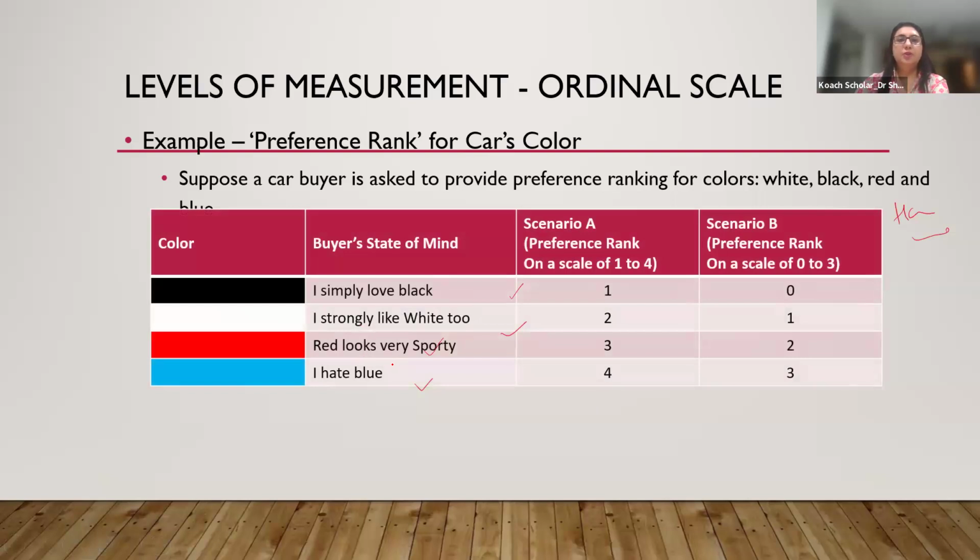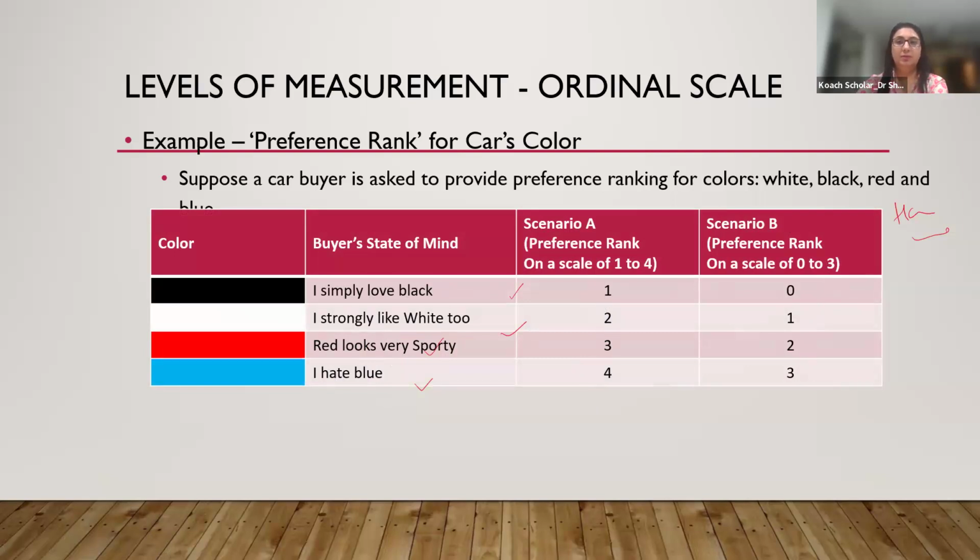Suppose a car buyer is asked to provide preference ranking for colors. These are the buyer's state of mind: I simply love black. I strongly like white. Red looks very sporty. I hate blue. So preference ranking: black को first preference, white को second, red को third, fourth को blue. Scenario B, on a scale of 0 to 3, it is still an ordinal scale.